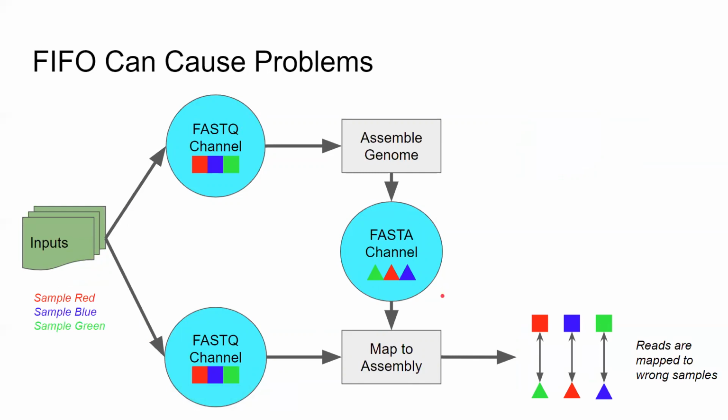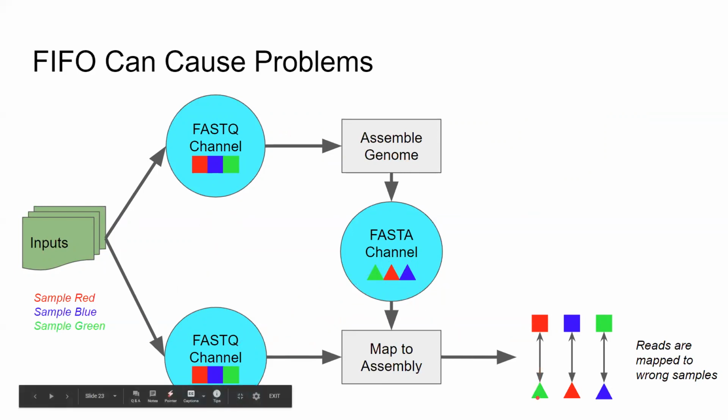But naive me again ran into the issue where first in, first out can really cause problems. Let's say you have three samples: red, blue, and green. Your FASTQs are denoted by a red square, blue square, and green square. You can see these two channels are exactly the same, just duplicates of each other. But this FASTQ channel went to the assembly process, and the green one finished first, then the red one, and then the blue one. Now when you map these together, you're mapping the red FASTQs to the green FASTA files, and the blue FASTQs to the red assembly. And so now you have this mismatch.